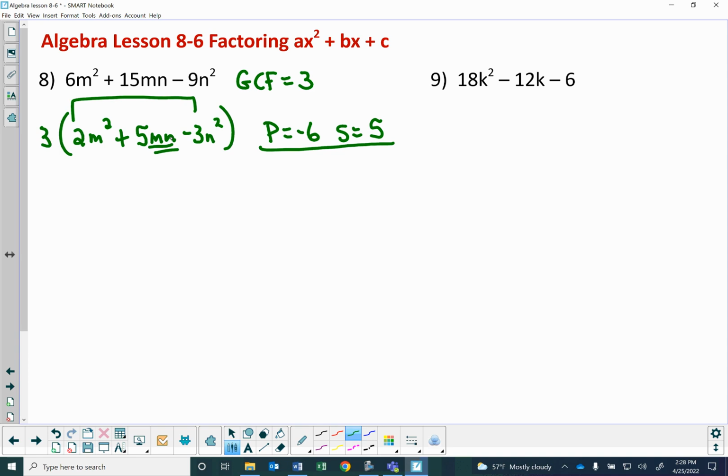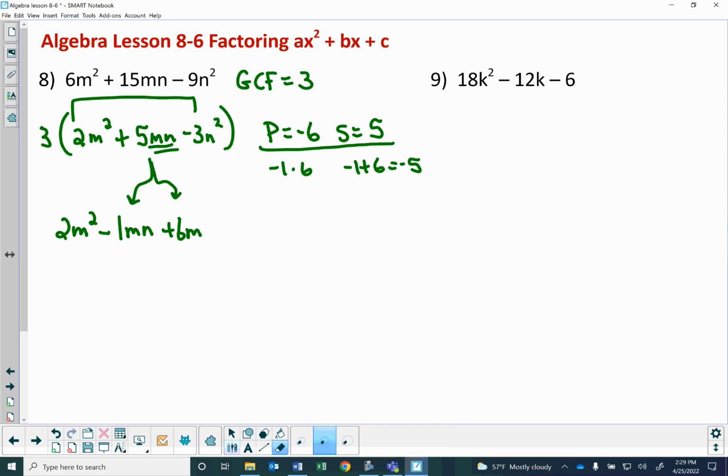So I need a negative product and a positive sum, so my negative factor has to be the smaller one. So negative 1 times 6, because negative 1 plus 6 is 5. So I'm going to rewrite 5mn. So I have 2m squared minus 1mn. That's the only difference. We just need to make sure that we add the middle term here. Before we only had 1 variable, now we have 2. Plus 6mn. Minus 3n squared. So we rewrote 5mn as negative 1mn plus 6mn.